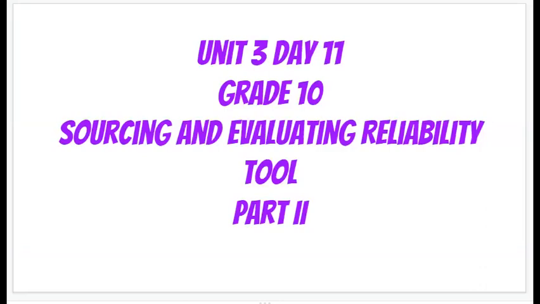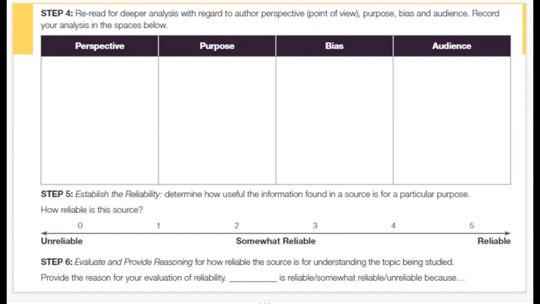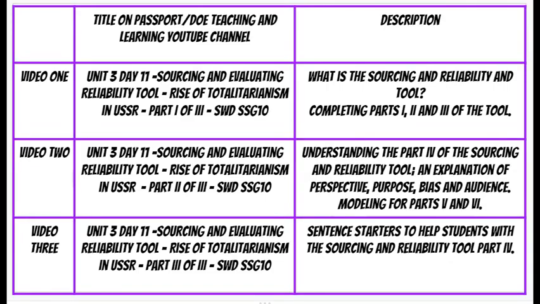Hi everyone. If you're watching this video, it's probably because you watched part 1 where we started breaking down the sourcing and reliability tool. Okay, you're here for part 2, so that means you probably know that we're up to step 4, which deals with perspective, purpose, bias, and audience. But just to recap before we continue, okay?